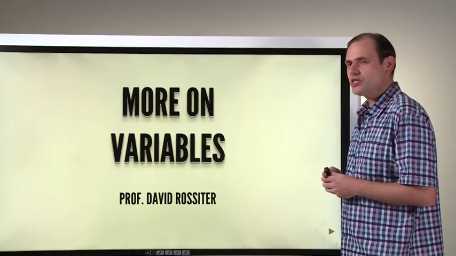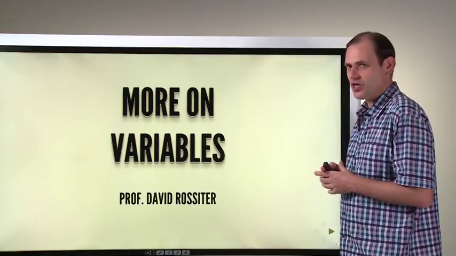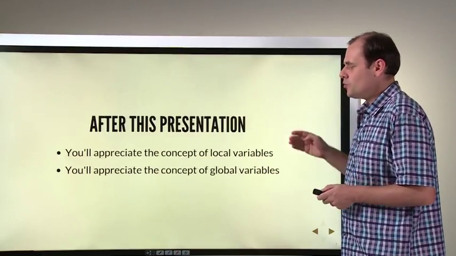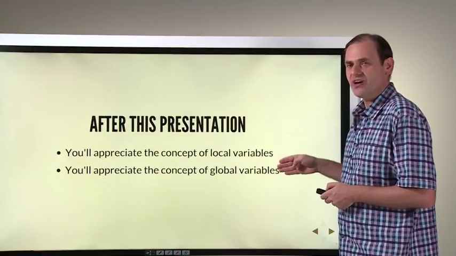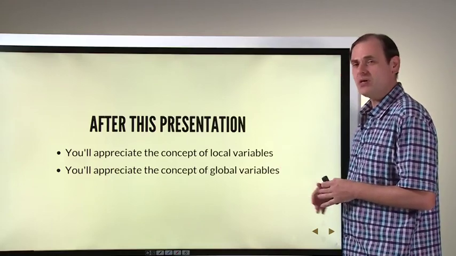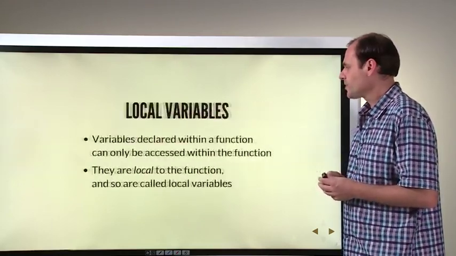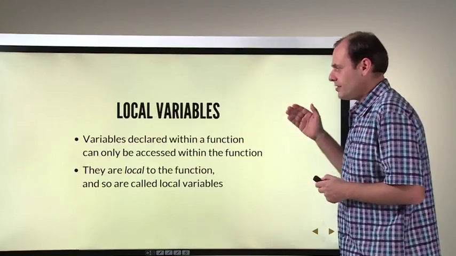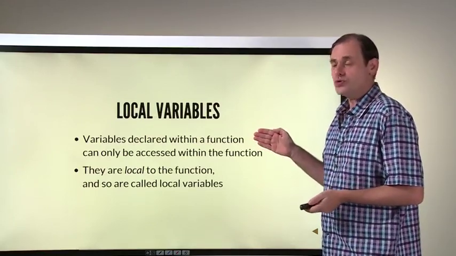Let's have a little bit more discussion about how variables work in JavaScript. So we're going to focus on these two types of variable, local variables and global variables. It sounds a bit scary, but actually it's pretty straightforward. So, variables. You use variables all the time.